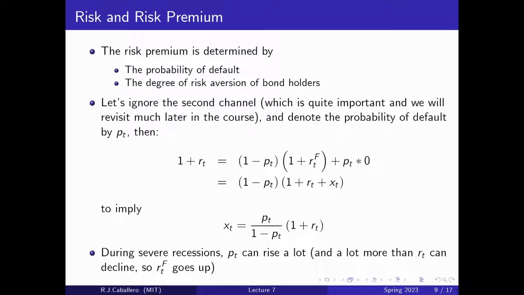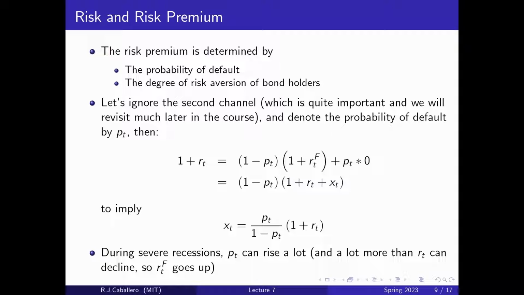Okay? So if P is positive, as I said before, then it better be the case that this RF is greater than RT. Otherwise, I'm not going to invest anything in the risky bond. Okay. So I'm going to replace just this RF by RT plus X just to calculate X.